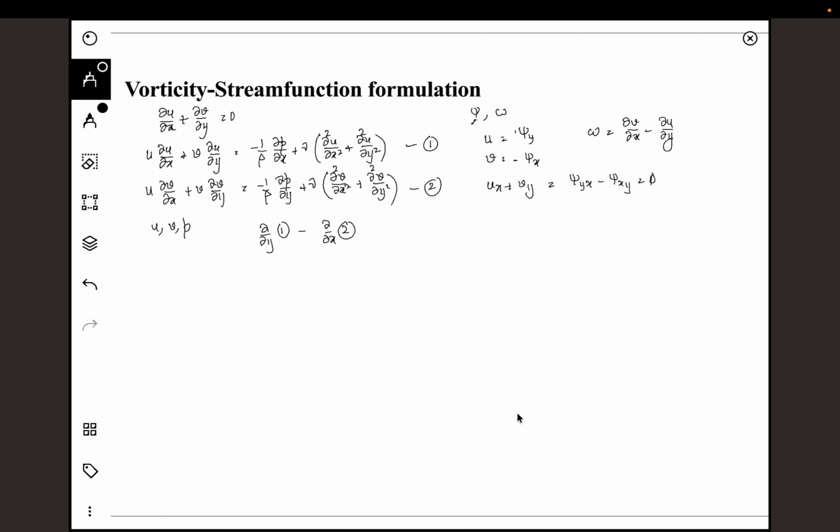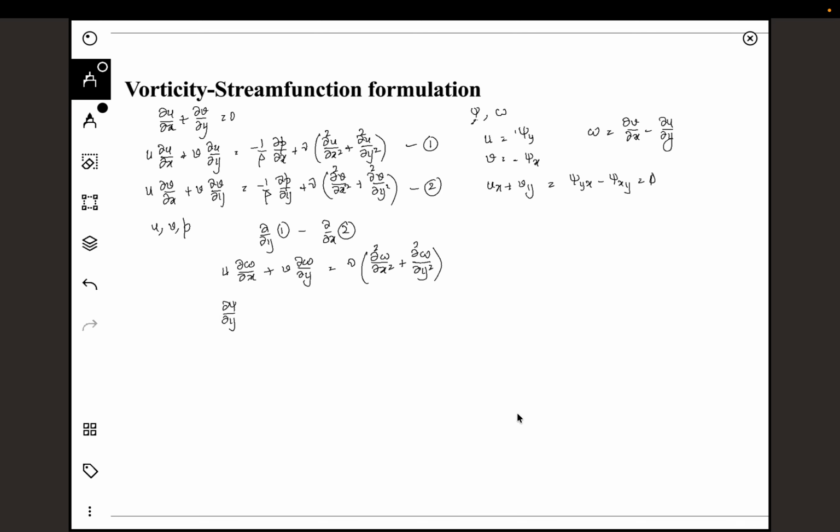If you do this and a little arithmetic, then these two equations get reduced into one more equation, which will be something like u times del omega del x plus v times del omega del y is nu times del square omega del x square plus del square omega del y square. So this is the equation we will end up with. The main point here is that the pressure term is completely gone from this equation. So now we have u and v, and we can substitute the values that we have.